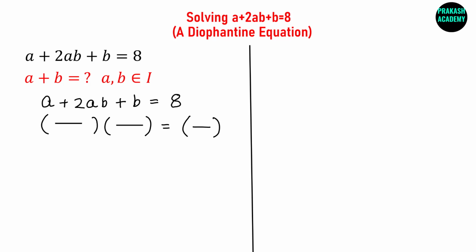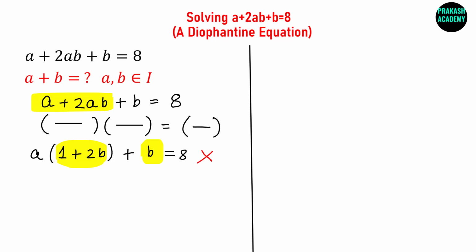So what we can do is, in the expression a + 2ab, let us take a common. If I take a common, what will I have? I will have 1 + 2b, and here I will have b, and this is equal to 8. But now I don't have any factor similar to 1 + 2b that I can take common, so this will not work.